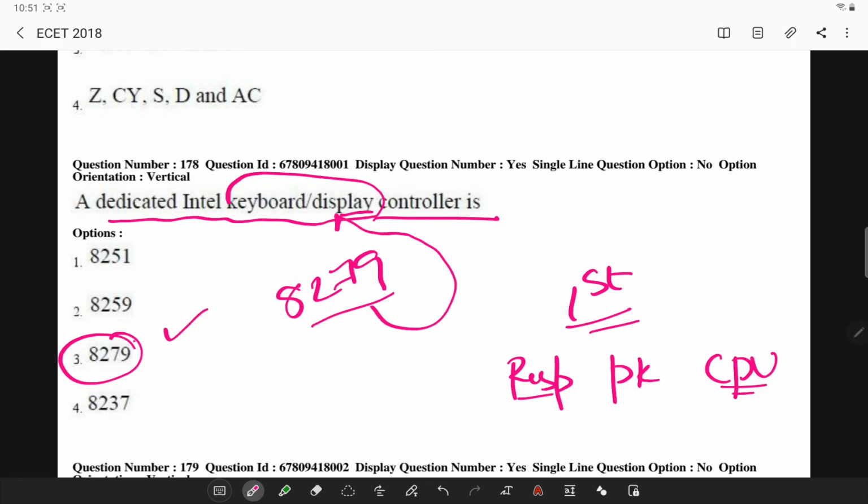So with this, we complete all the questions related to microprocessor and microcontroller in the 2018 question paper.